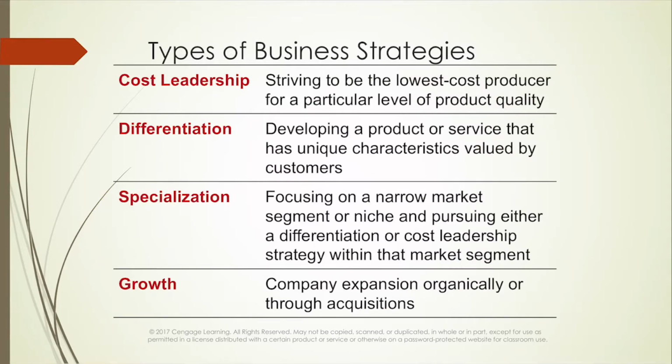Now, some other strategies. Cost leadership. That's striving to be the lowest cost producer for a particular level of product quality. Again, Walmart. You're trying to outcompete and gain your competitive advantage through the lowest cost available for that product or service. Differentiation. That's developing a product or service that has unique characteristics valued by the customer.